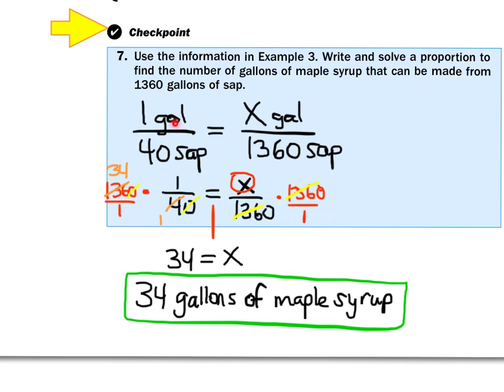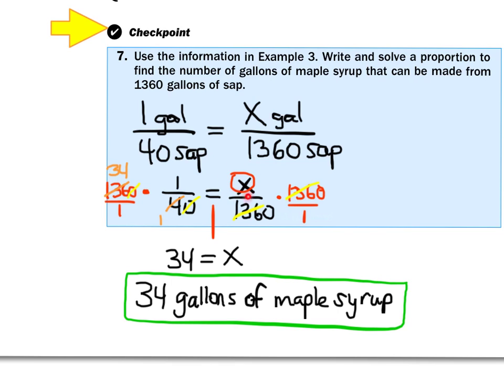Since we put gallons on top, I put gallons on top over here, and since I put sap on the bottom, I put sap on the bottom over here. And then I look back at the information, and see that 1360? I know it has to go on the bottom because it's talking about the sap. And then I put the x on top. Now once the labels help me set it up, I drop the labels to solve it. So put 1 over 40 equals x over 1360.